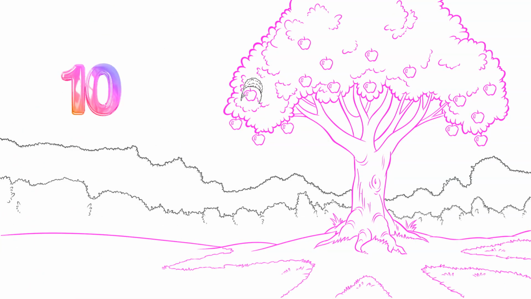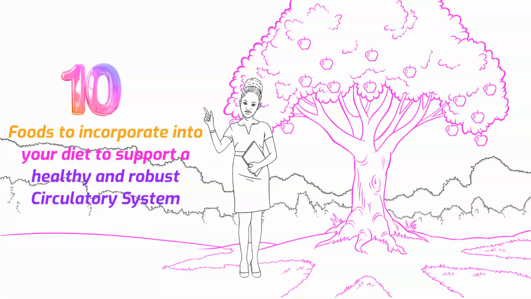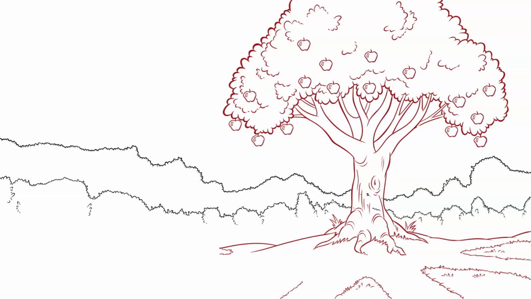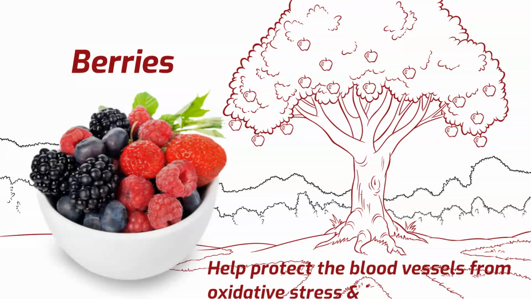Here are 10 foods to incorporate into your diet to support a healthy and robust circulatory system. Berries. Berries, such as strawberries, blueberries, raspberries, and blackberries, are rich in antioxidants, particularly anthocyanins. These fruits help protect the blood vessels from oxidative stress and inflammation, reducing the risk of cardiovascular diseases.